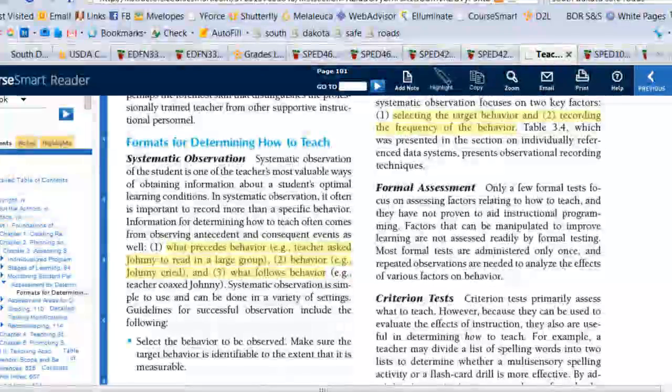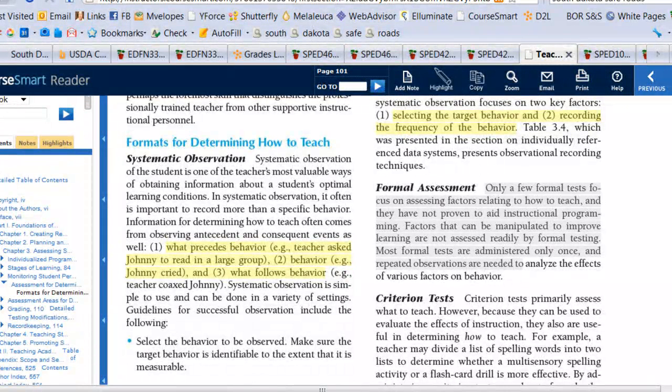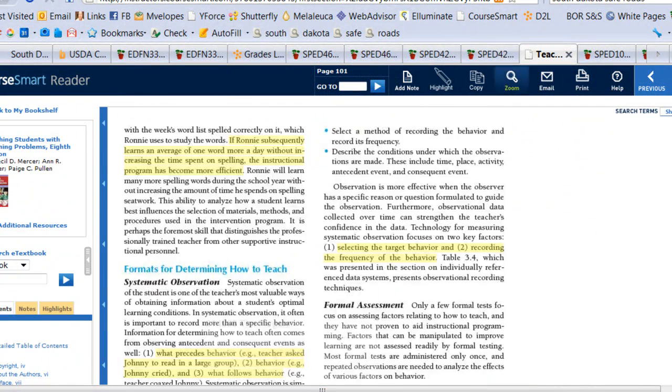Then you do this formal assessment, and what they found is they don't have good formal assessments for determining how to teach. This is again you. You find a systematic way to observe it, and then you put that together, the ABC model.